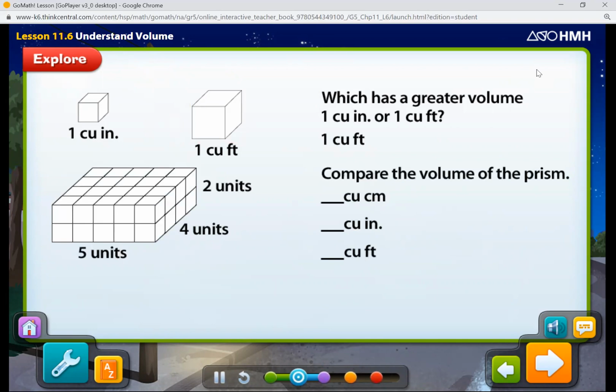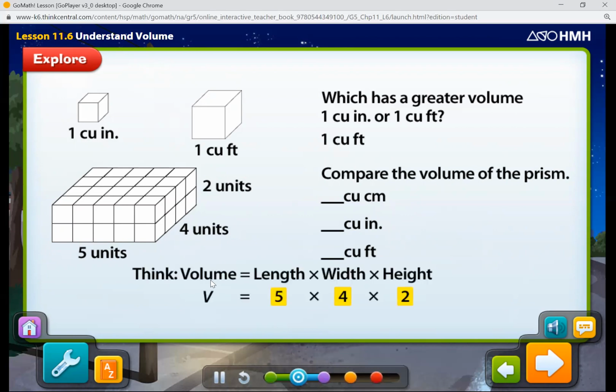Compare the volume of the prism in cubic centimeters, cubic inches, and cubic feet. Remember, for a three-dimensional figure, volume can be determined by multiplying length, width, and height. What's the volume of the prism in cubic centimeters? Find the product of 5, 4, and 2.